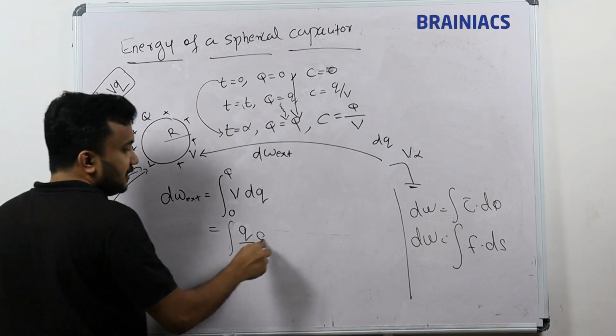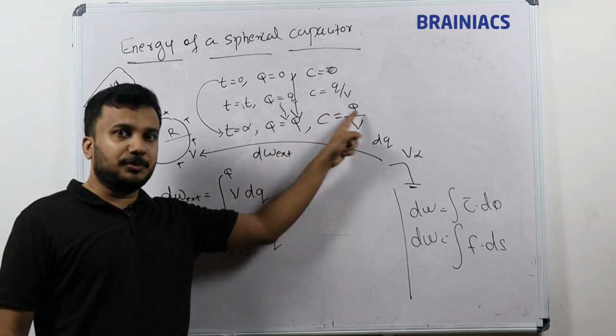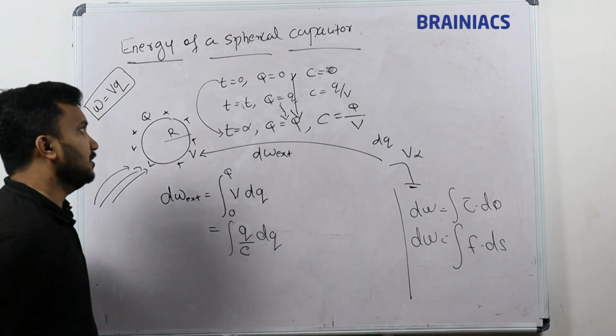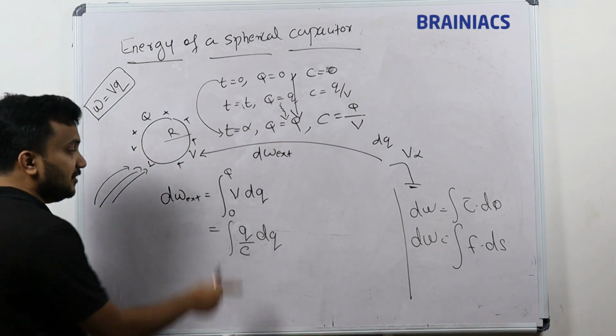So q by C into dq. Why am I writing small q and why am I not writing capital Q? Capital Q is the final stage, and small q is the initial stage. I want the changing stage.